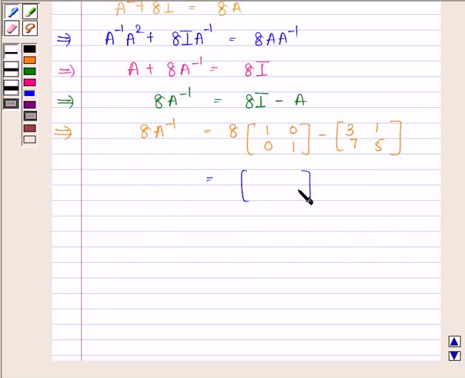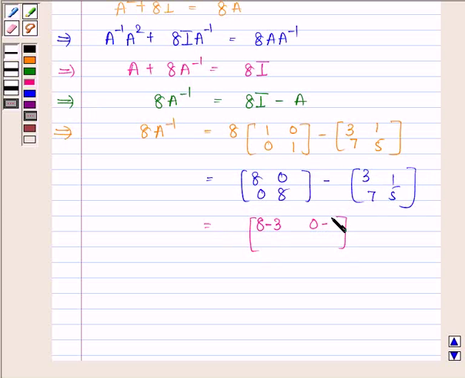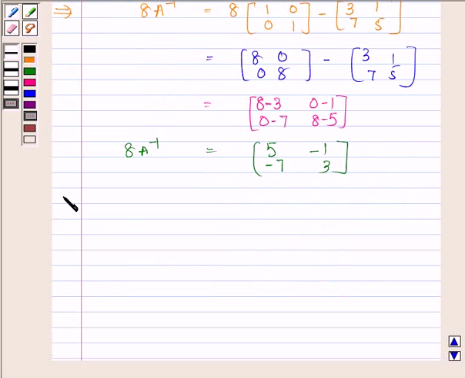Now we will multiply all elements of this matrix by 8 minus this matrix. Let's now subtract the corresponding elements. 8 minus 3, 0 minus 1, 0 minus 7, 8 minus 5. Now this is equal to 2 by 2 matrix in which elements are 5, minus 1, minus 7, 3. So 8A inverse is equal to this matrix, and this implies A inverse is equal to 1 by 8 into this matrix.